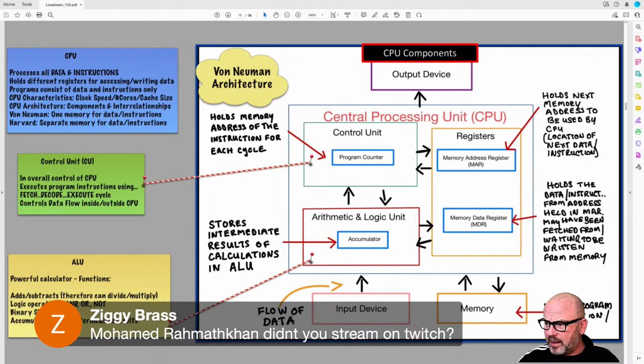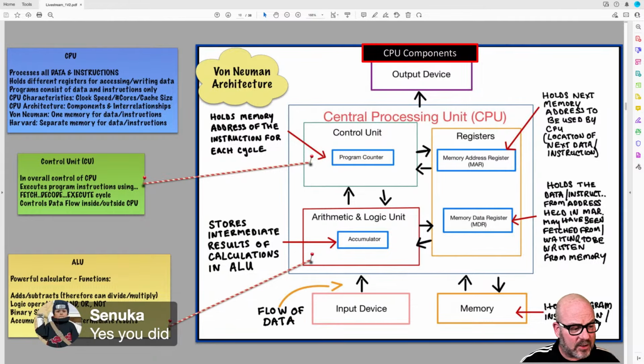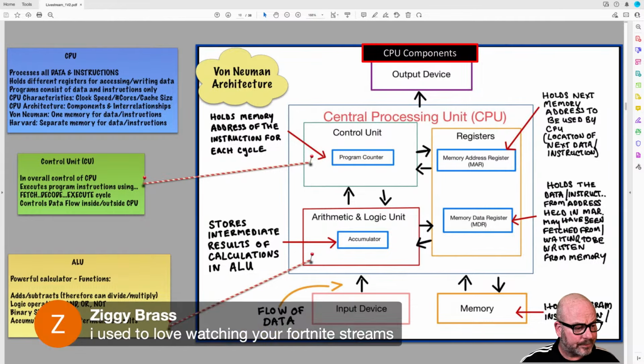ALU, flow of data. All right, so yeah, stuff on this page, guys. That's what you need to know. So finding a way of doing it, drawing it out. You might benefit from actually drawing that out.